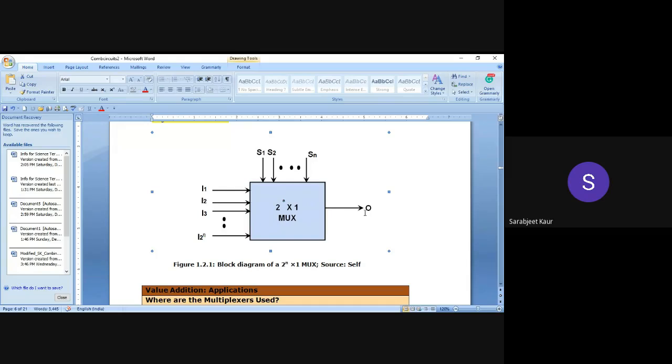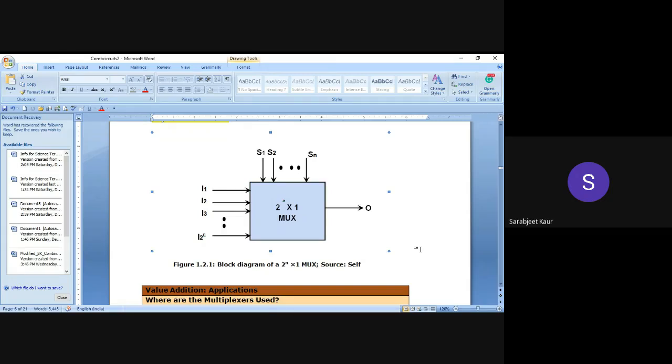Yes or no? Ma'am, I didn't get it. I'm just going to answer your question. So which of these inputs will be passed on to the output channel is specified with the help of these lines that you see here, which are known as select lines.